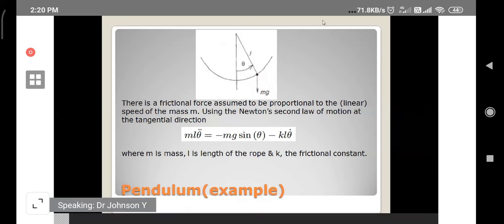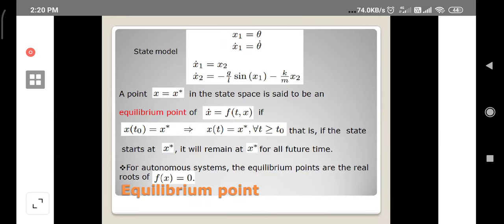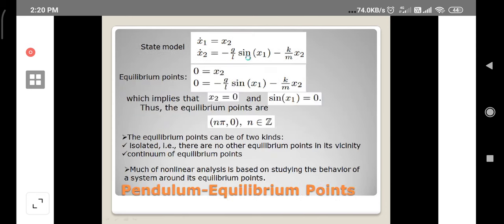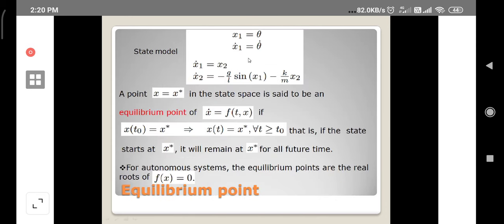When we discuss the state model, theta is taken as the first state variable x1, which is the angle, and theta dot, the angular speed, is taken as another state variable x2. Here x2 is the derivative of x1. So x1 and x2 are the two state variables, and x2 dot, that is theta double dot, is equal to this equation.